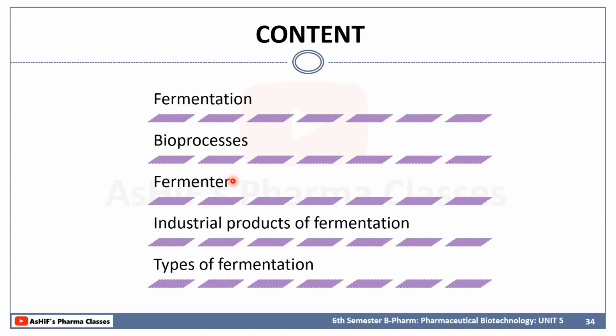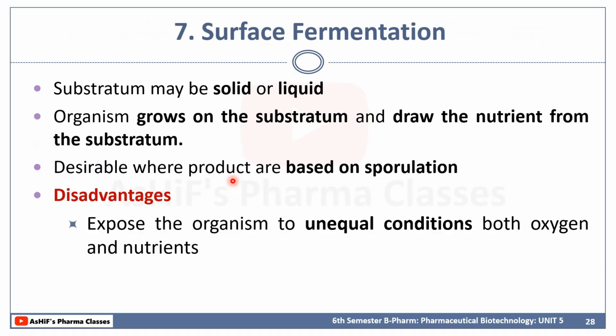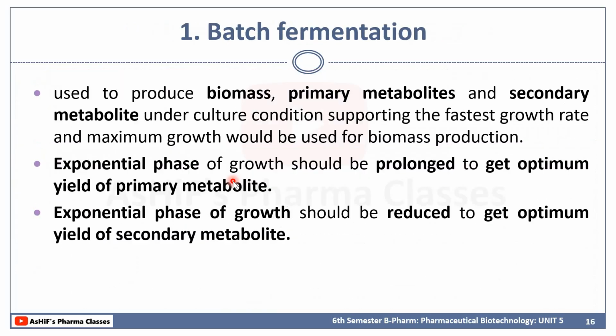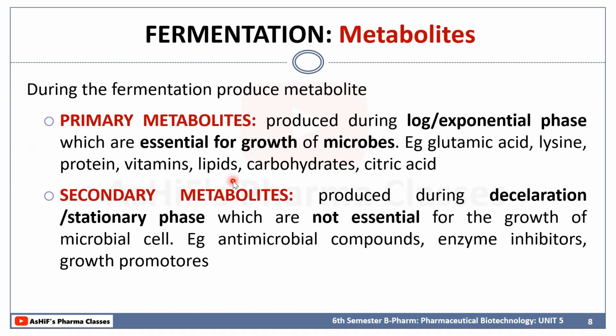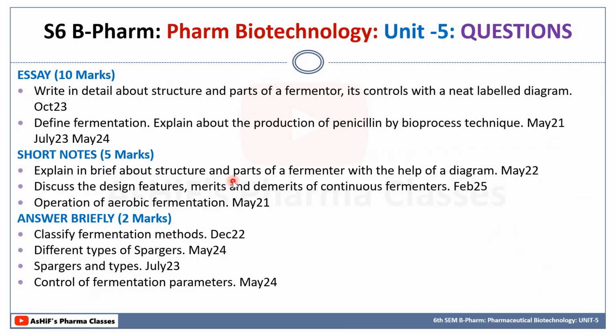Okay, so this is all about the fermentation process. We have discussed the different types of fermentation. We have defined fermentation, we have defined bioprocess, we have defined the fermenter, we have defined industrial products of fermentation, and we discussed different types of fermentation process. So these are some of the questions from this area that we already discussed during the initial stage of this one. So classify different fermentation methods is a 2-mark question.